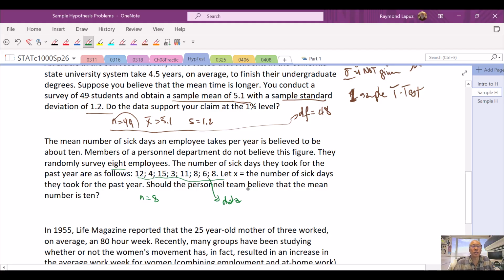and so from here somehow we're going to need to figure out our x bar and our s, but nowhere in this scenario are they giving us sigma, so sigma looks like it's not given. All right, and I'm only seeing one sample, and clearly we're looking for the average, mu, and I think that's it. So now we can know what kind of test this is. This is going to be a one sample.